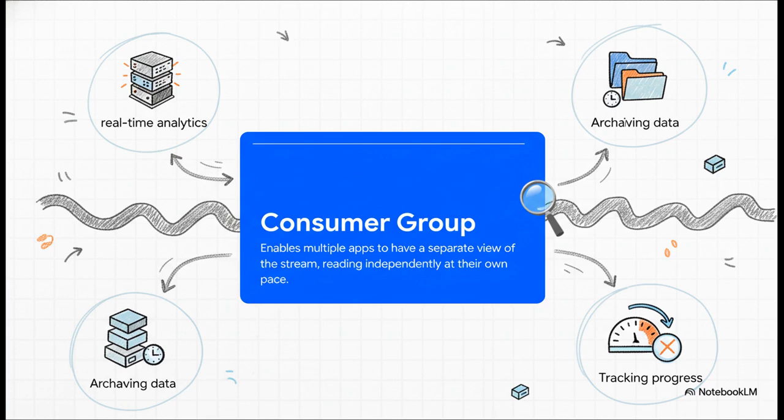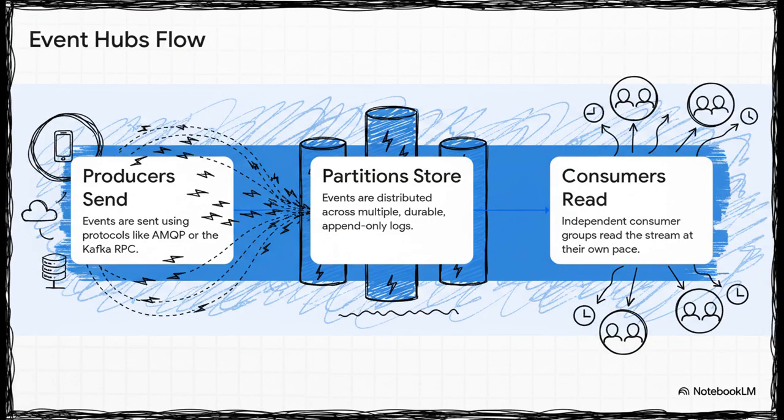Why? Because each one keeps its own offset, which is basically a bookmark that says, this is where I last left off reading. And this diagram right here, it just pulls everything we've talked about together perfectly. Look, on the left, you've got your producers, your apps, your devices, firing off events. In the middle, those events are getting spread across all those parallel partitions. And then on the right, you see completely different consumer groups, each one reading that same data stream independently. This decoupled, parallel design is the absolute key to its scale and flexibility.